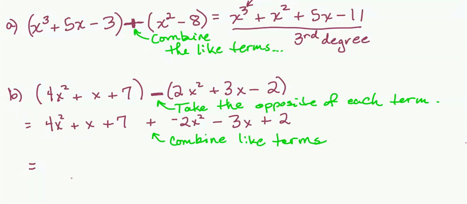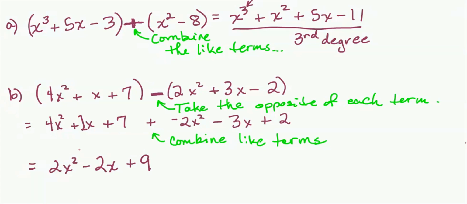So 4 minus 2, and that'll make us 2x squared for our first term. Let's look for x's. So we have a positive, and we can put a 1 if it helps, negative 3 plus 1. So we'll have negative 2x. Then we have 7 plus 2, which is 9.